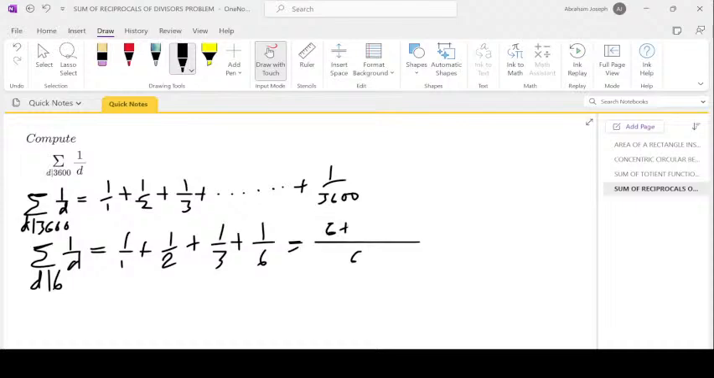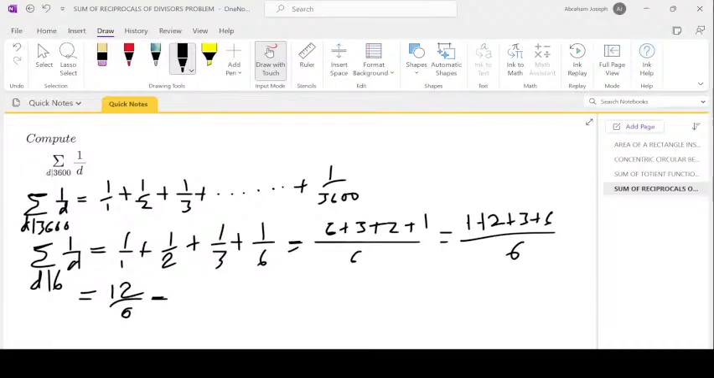plus 6 divided by 2, that is 3, plus 6 divided by 3, that is 2, plus 6 divided by 6, that is 1. So now, the sum can also be written as 1 plus 2 plus 3 plus 6, all divided by 6. Which is the same as 1 plus 2 plus 3 plus 6 is 12, and 12 divided by 6 is 2.